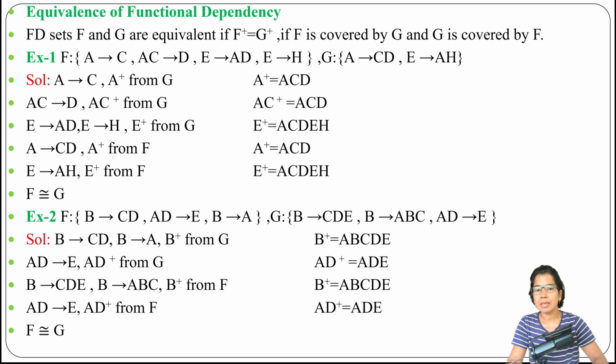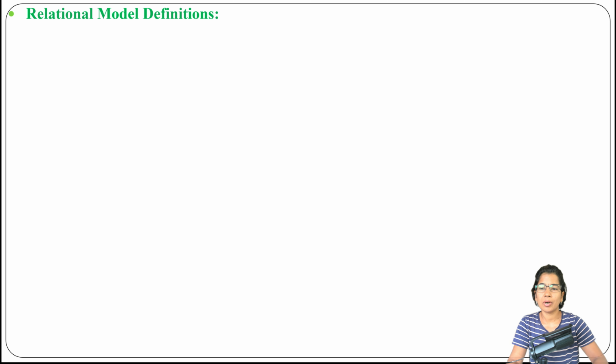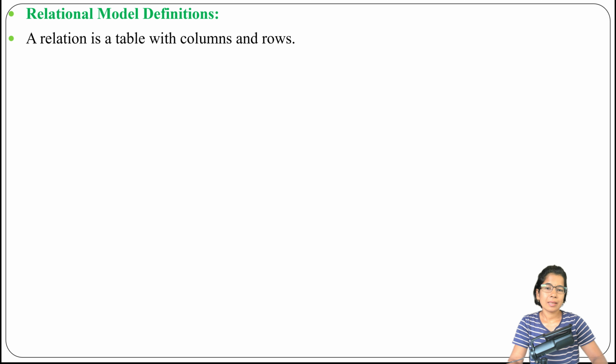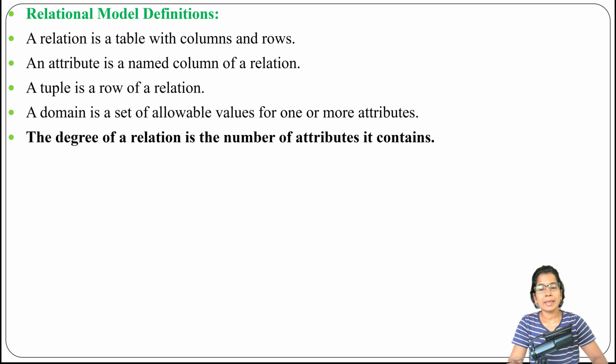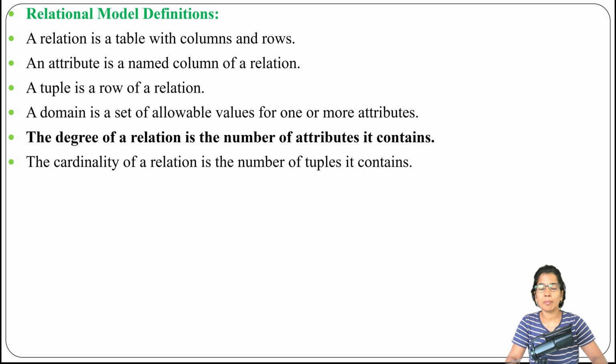Next we will discuss some basics of relational model. A relation is a table with columns and rows. Each column is for an attribute and each row is for a tuple, and a domain is a set of allowable values, meaning what constraint we can add for the domain, whether it should be numeric, whether it should be alphabetic. That is the domain. And degree of a relation is the number of attributes that it contains. Remember, degree is number of attributes and cardinality is number of tuples.